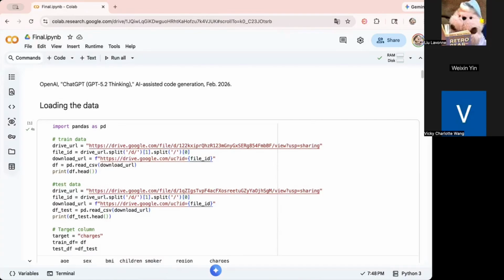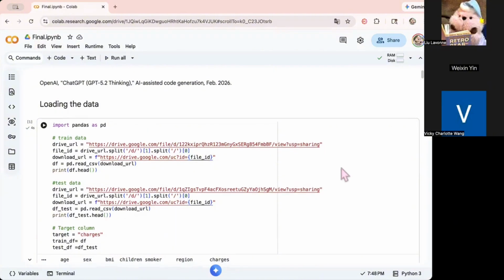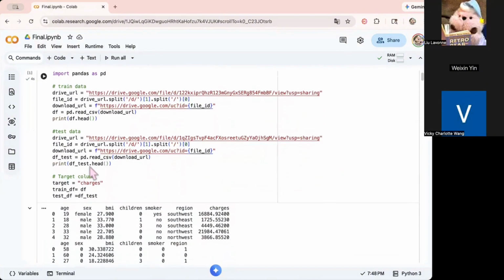In this project, we are predicting individual medical insurance charges using demographic and health-related features. The target variable is charges, which represents the medical cost billed to each person. This is a regression problem because the target is a continuous numerical value.